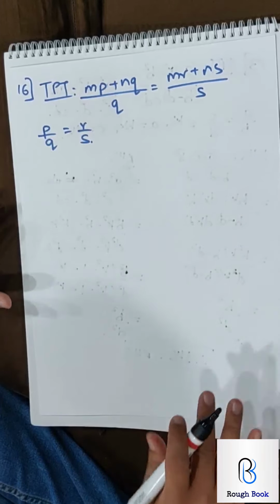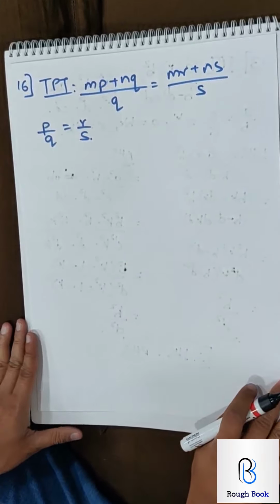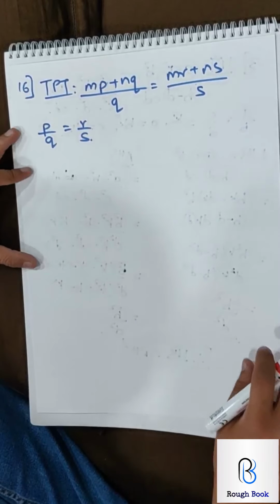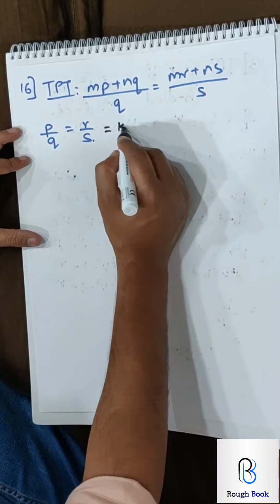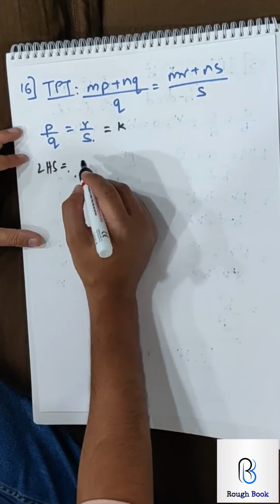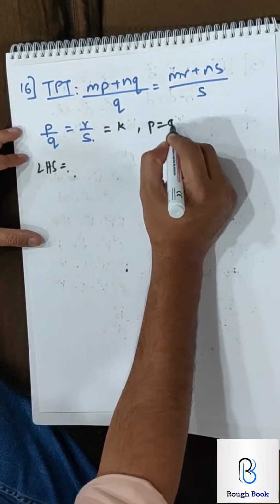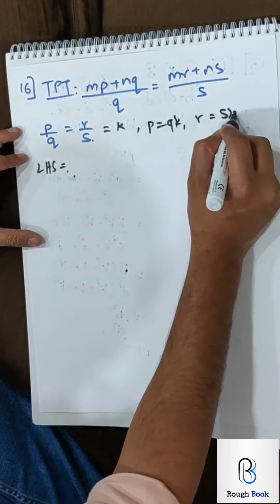Sum number 16. Let's focus. Two more sums rather, 16, 17. So we are done with this then. Again, K method, because it is direct proportion. This is going to be very simple. So here P will be QK, R will be SK.